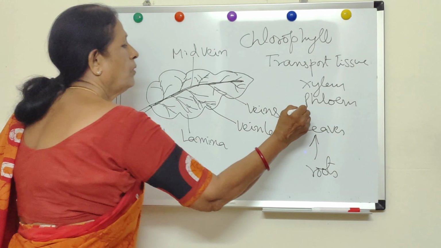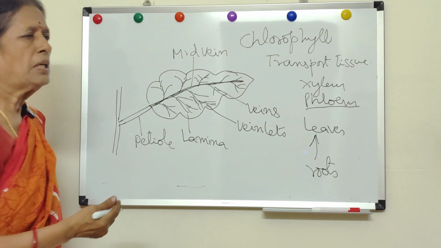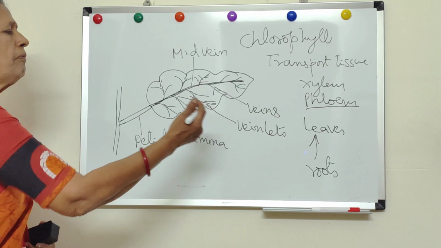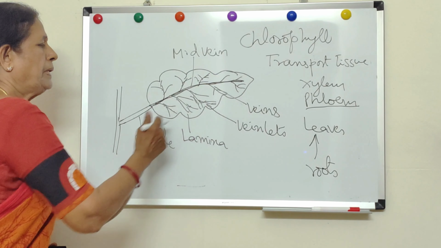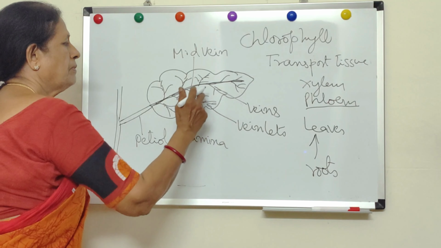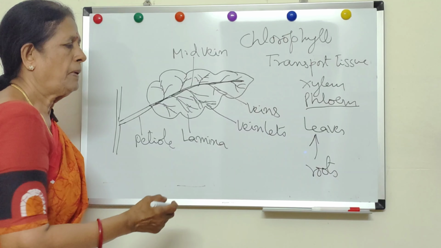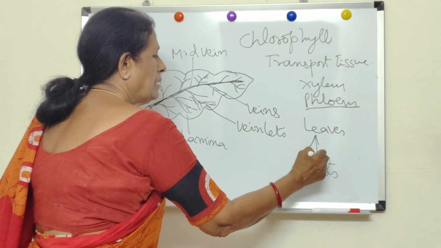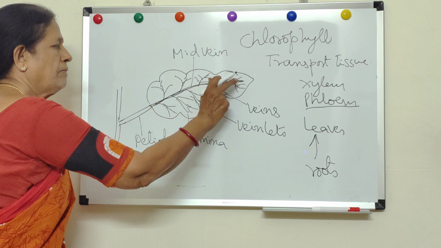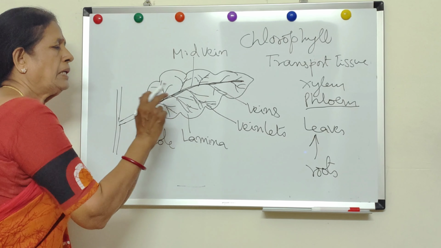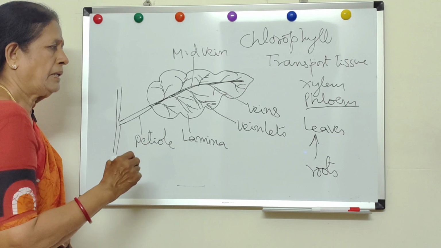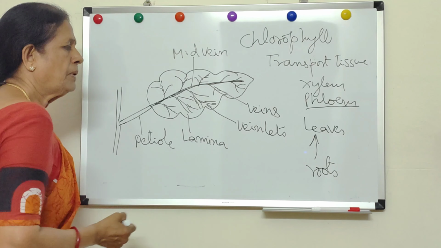Phloem is another conductive tissue which contains companion cells, phloem vessels, phloem parenchyma, etc. Phloem transports the food material synthesized in the leaves from the leaves to various parts of the plant. Xylem transports water and minerals from the roots to the leaves, and phloem transports the synthesized food materials from the leaf to various parts of the plant. That is the importance of xylem and phloem.